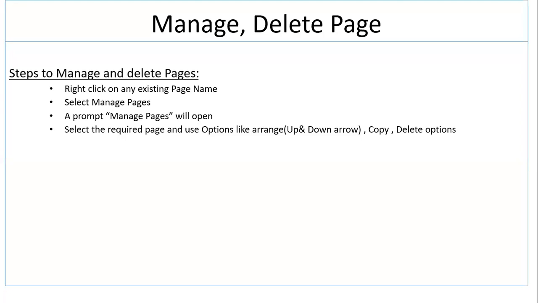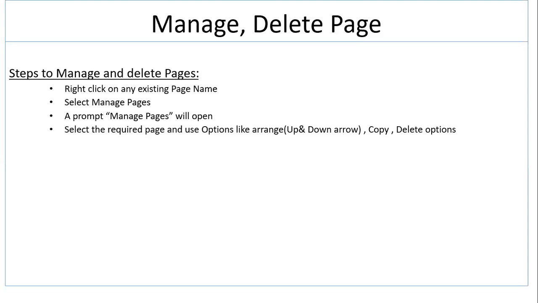So there are certain steps you have to follow to manage the page or to delete the pages. The first one is to right click on the existing process main page or process page name and select the manage page option. Based on the selection, you will get a manage pages prompt pop-up. Select the required page you want to work on, and use options like arranging upside and down. You can arrange the sequence in which you want to keep your process page references using the up and down arrows, and you have copy and deletion options as well. So this is the theoretical version of managing and deleting a page.